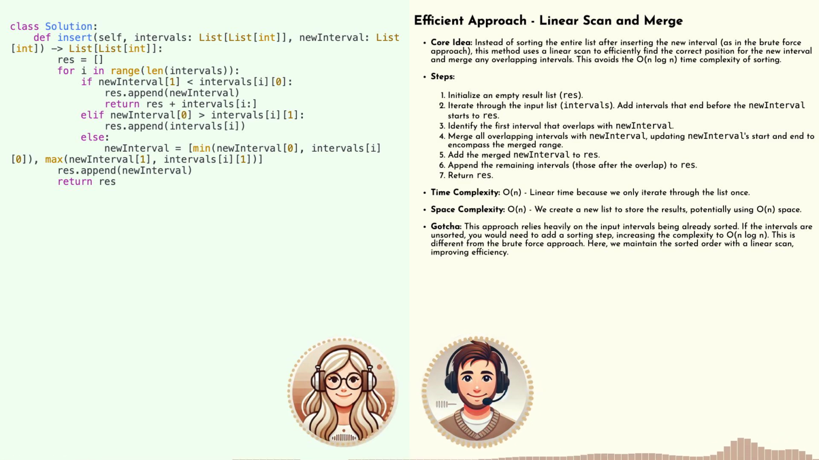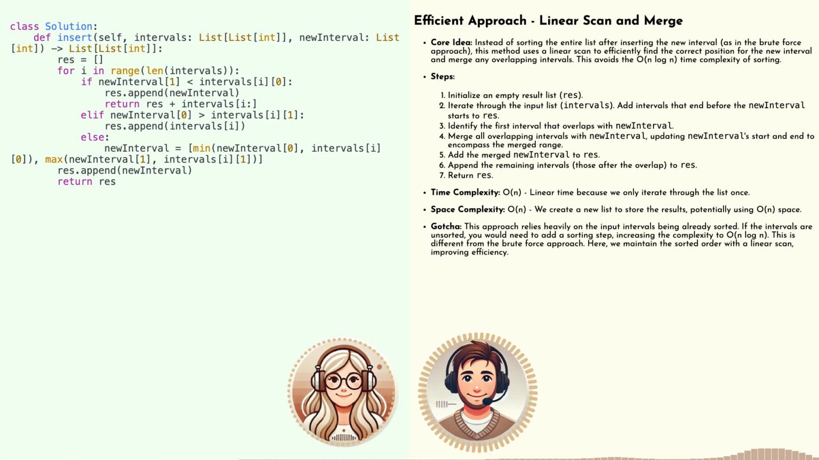So it's like finding the right spot in a line and merging with anyone who's standing too close. Precisely, we'll be looking for the point where our new interval should be inserted, merging any overlapping intervals we encounter along the way. Got it. And because our input is pre-sorted, we can do this all in a single pass, which significantly improves our efficiency. This is starting to sound very efficient, but I'm still a bit fuzzy on the details.